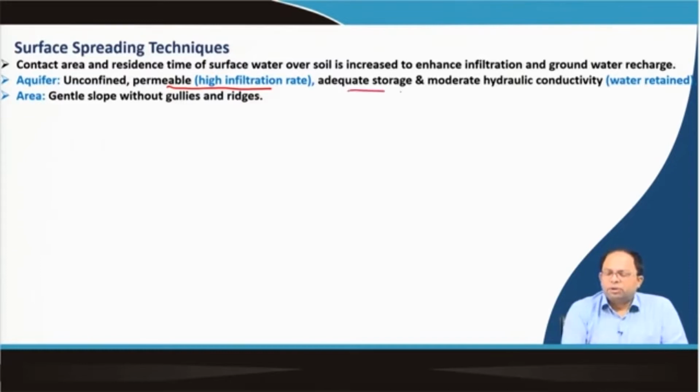It should have adequate storage, but it should have moderate hydraulic conductivity. That means water should be retained. It should not pass away faster from this particular aquifer. So usually we can use a gentle slope with gullies and ridges inside this for improving surface spreading or storing this water during surface spreading.